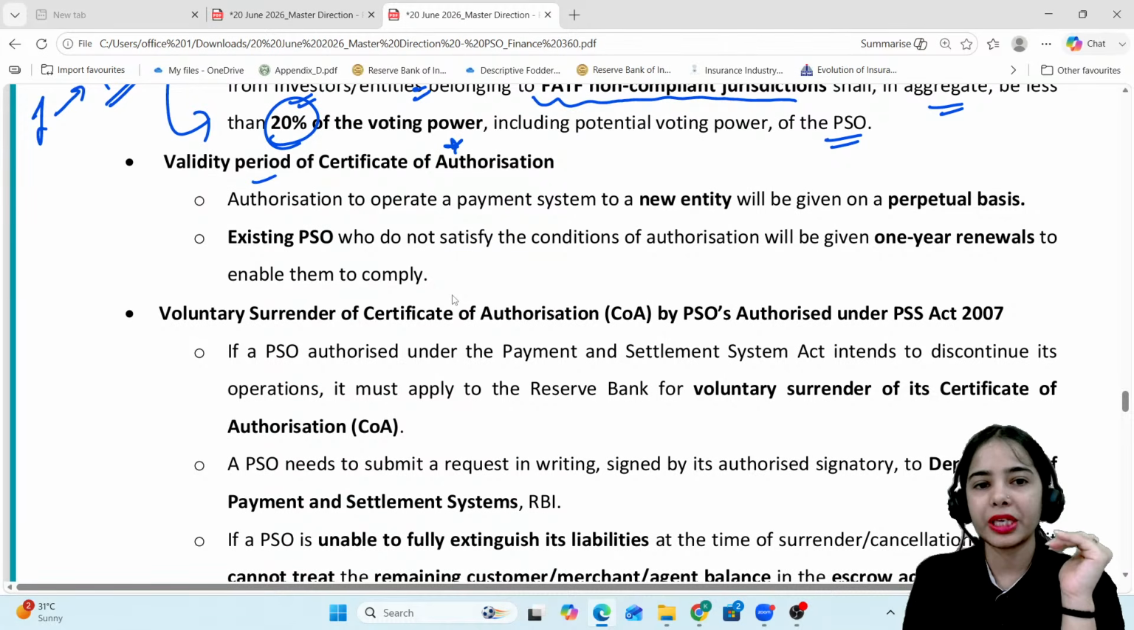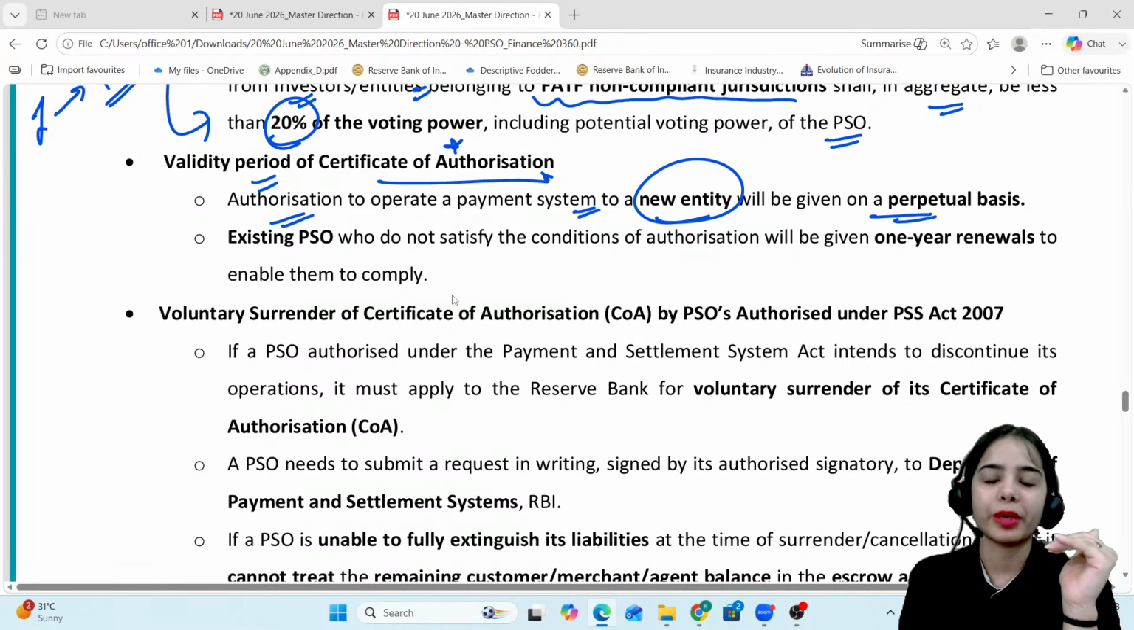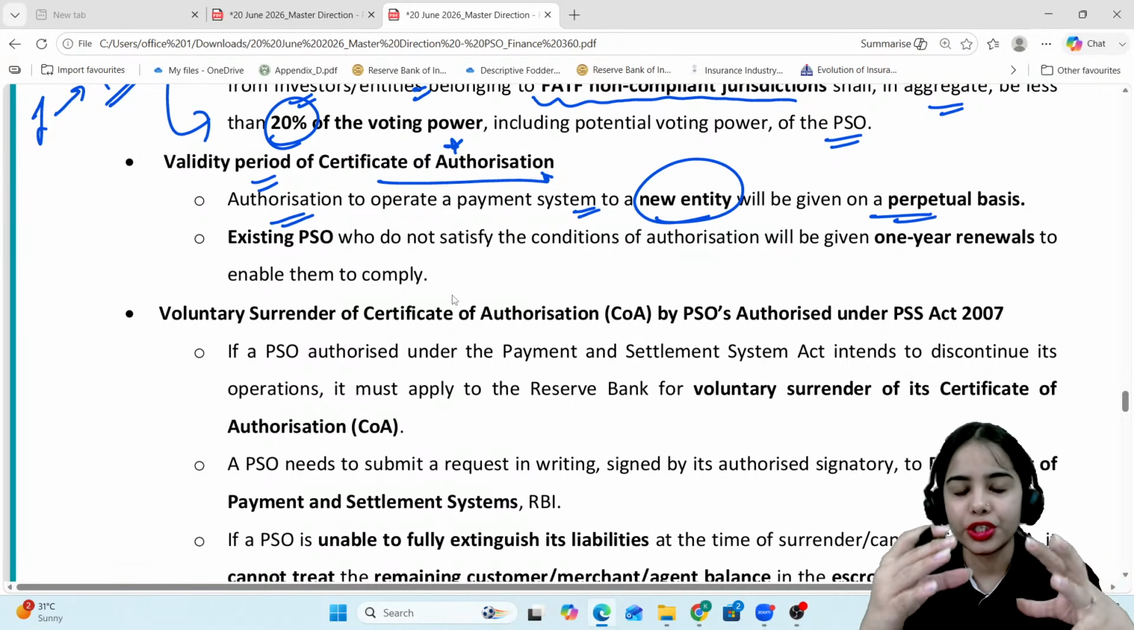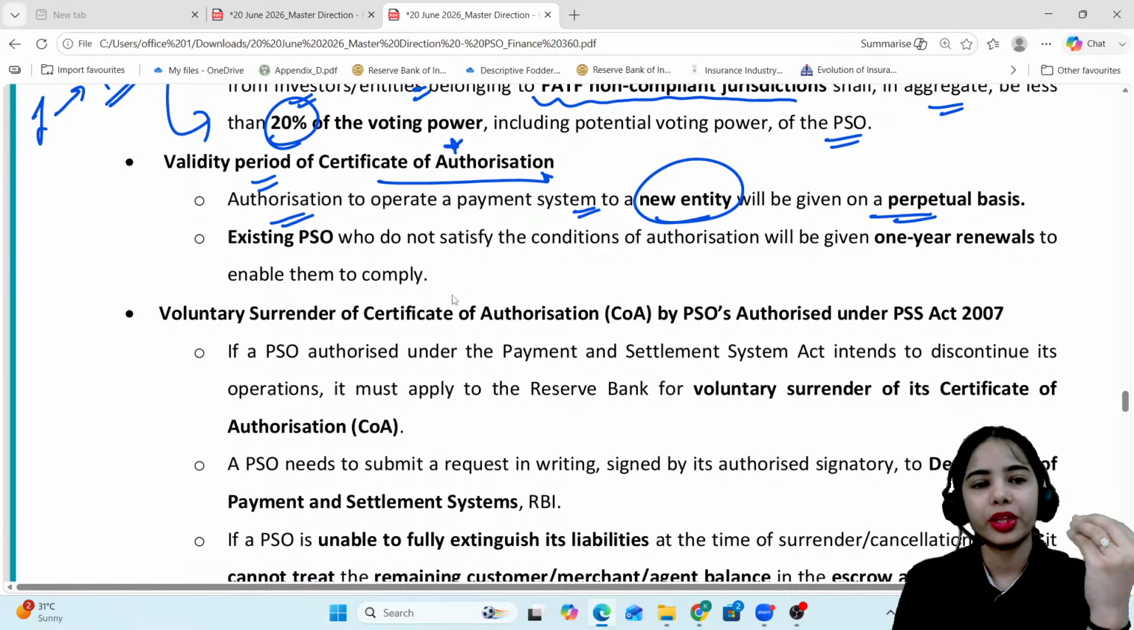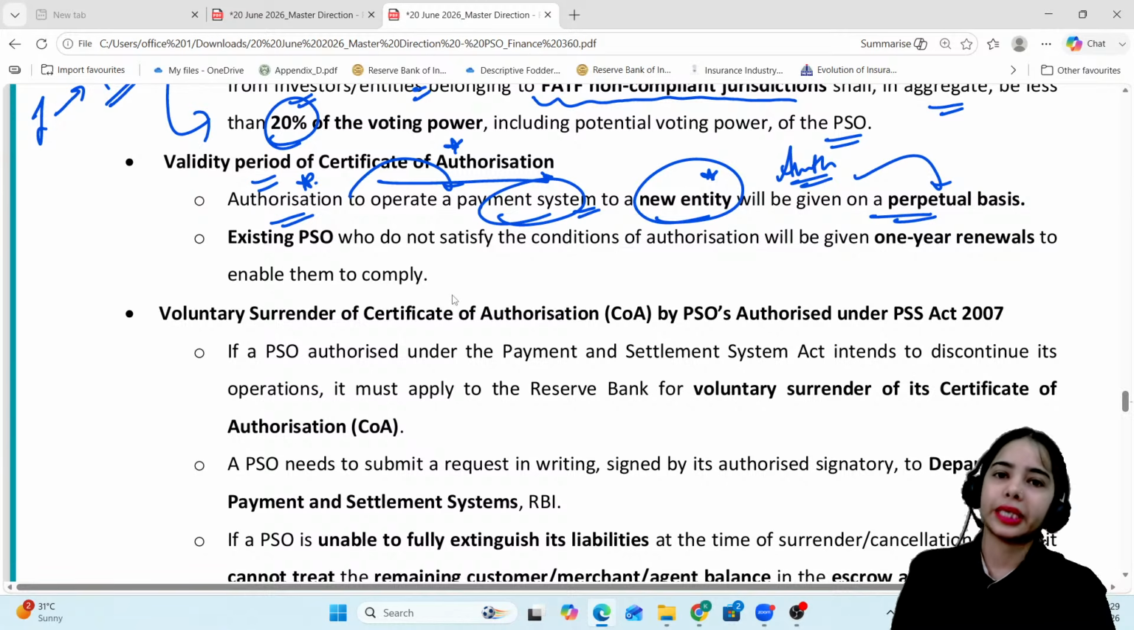Next is validity period of certificate of authorization. So authorization to operate a payment system to a new entity will be given on a perpetual basis. That means there will be no ending. If you have got the authorization, this authorization will be on a perpetual basis, till the end.